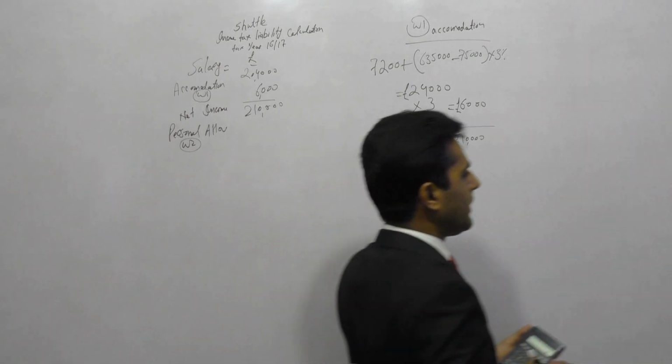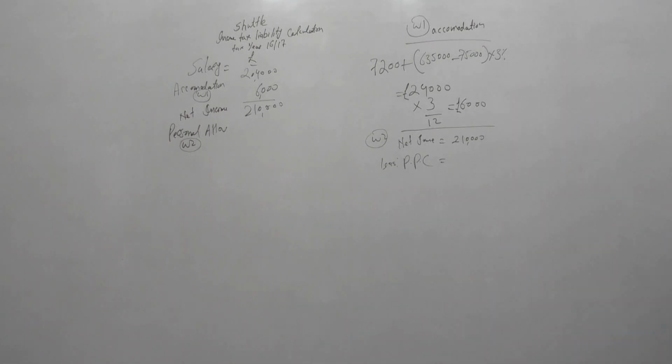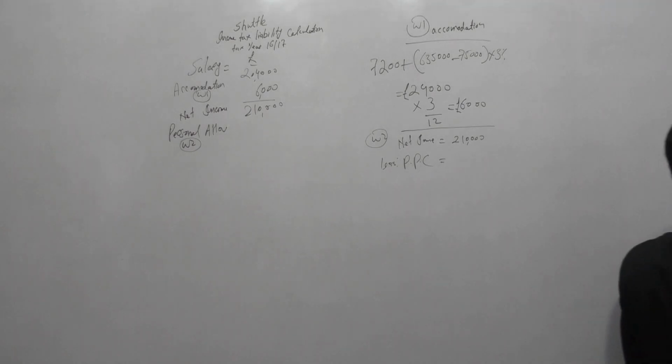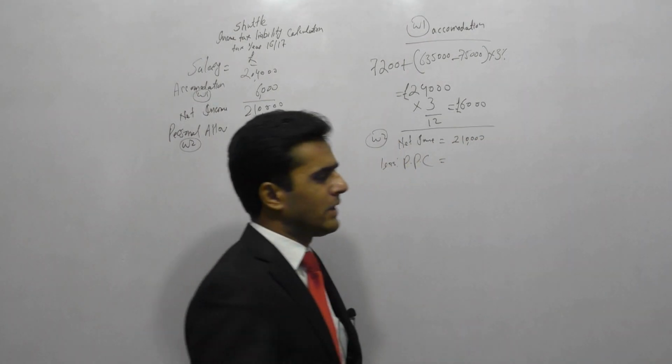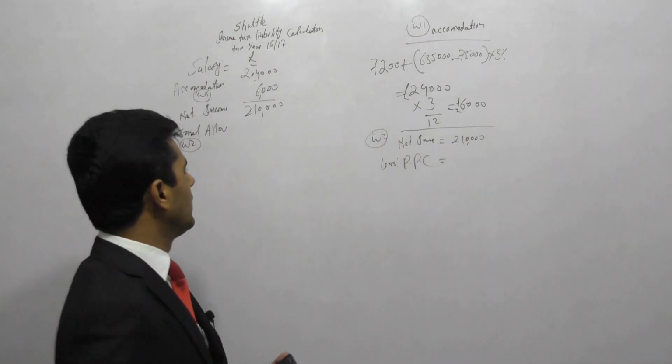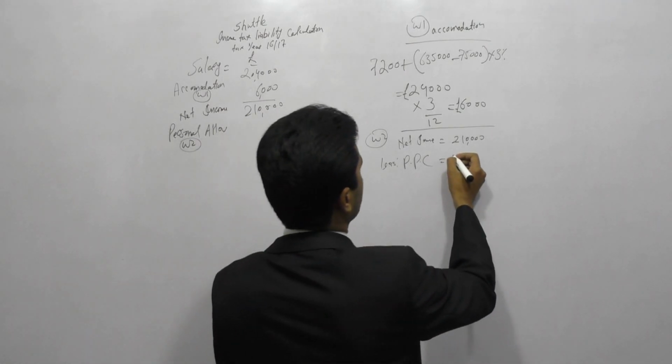So has he got any personal pension contribution in the question? Let me see if he's got any personal pension contribution. It says that for our current tax year, 6th April 2016, he contributed 120,000 pounds. That was his personal pension contribution. So 120,000 pounds is the personal pension contribution.